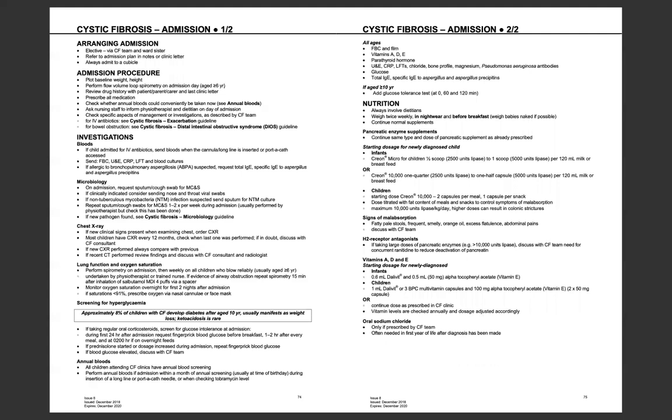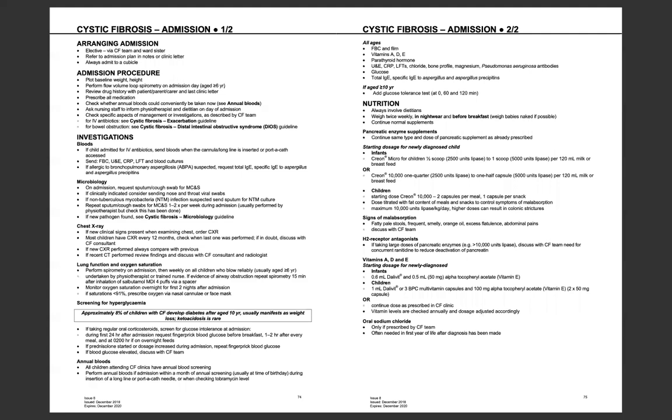So you will basically do the lung function for children more than 6 years old. If the lung function shows obstruction, you will give salbutamol 4 puffs and repeat it after 15 minutes. Monitor oxygen saturation overnight for the first 2 nights after admission. If saturation is less than 91%, prescribe oxygen via nasal cannula or face mask. So you will be continuously monitoring the oxygen saturation.